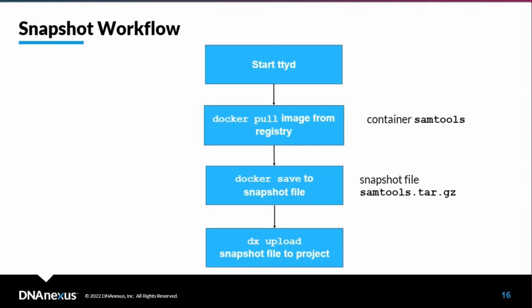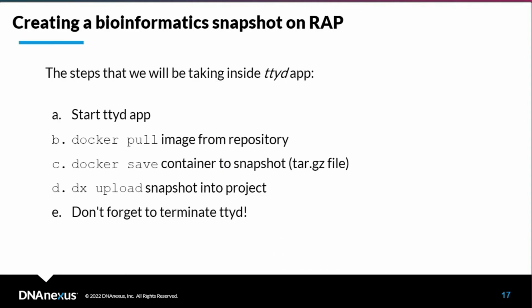Then we'll do a Docker save, and we'll save that to our local worker. That's going to give us a single archive file, samtools.tar.gz. Then we need to save that snapshot file back into project storage. So we'll use dx upload to get that back into project storage. Again, this is just that in text.